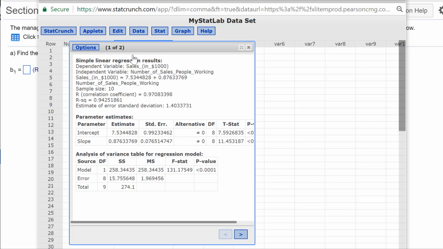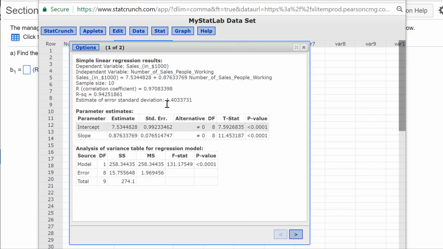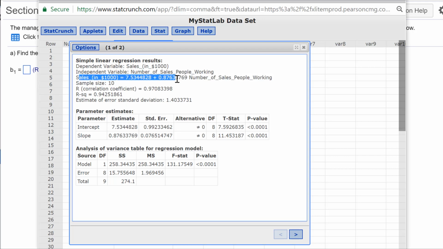Here is my equation right here. I made it longer, so it wrapped the number of salespeople working down onto the next line. Kind of hard to see. So sales in thousands equals, there's our equation there, 7.534 plus 0.8763 times the number of salespeople working.